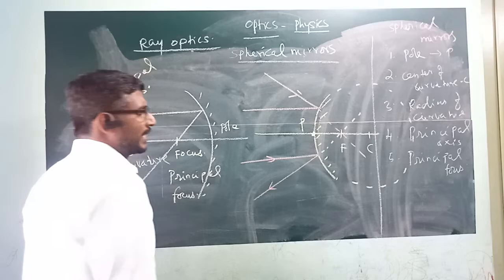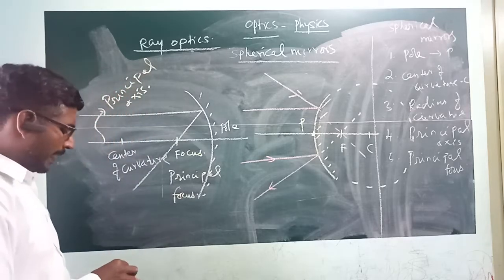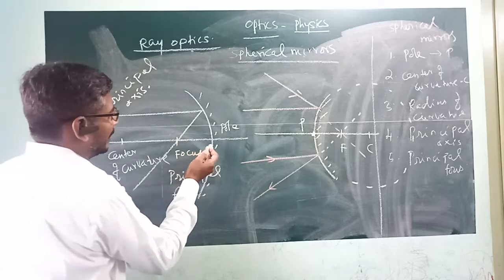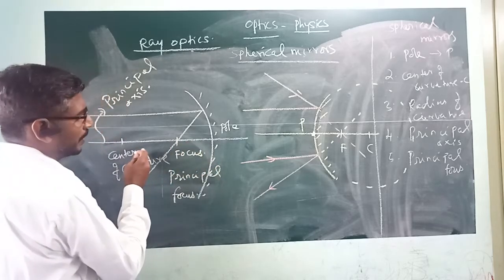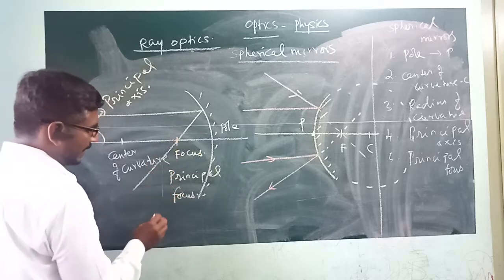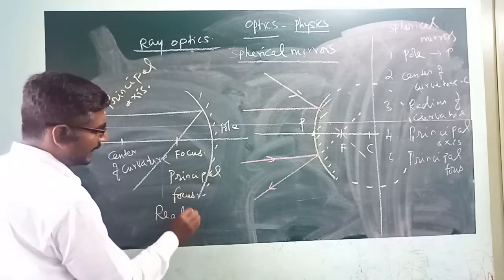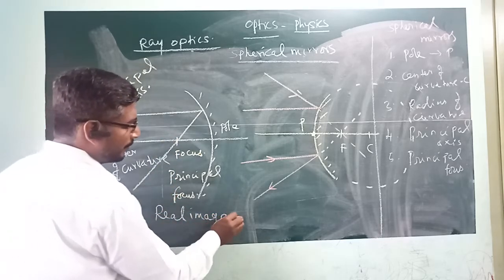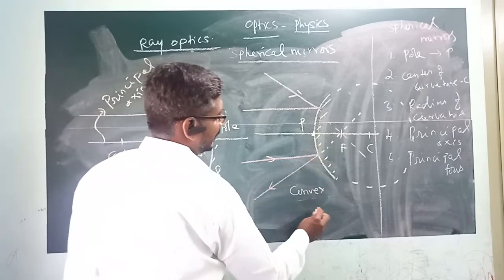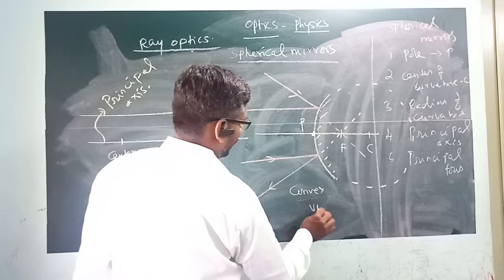So what I can say from these two diagrams is that any image formed in the concave mirror in front, between the center and the pole, you call a real image, and the image formed by these convex mirrors you call a virtual image.